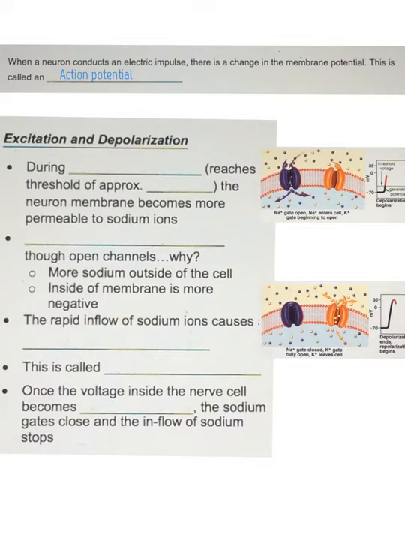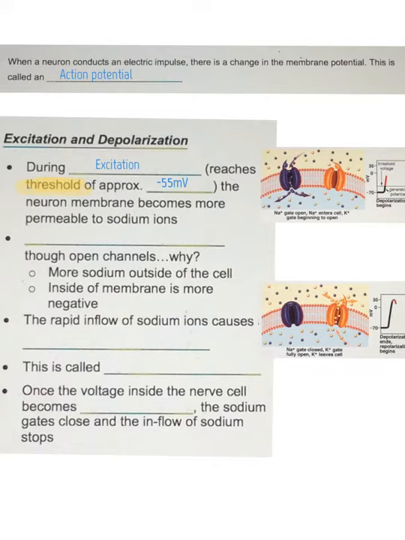So that action potential is going to end up looking kind of like a graph that you're going to see at the end. But we're going to go through each step now. So the first thing is going to be excitation. So during excitation, okay, that means that the neuron is starting to get excited. Okay, and the neuron is getting excited because that electrical impulse has shown. Okay, and in order for excitation to happen, there's something called a threshold. And this threshold here is approximately negative 55 millivolts.